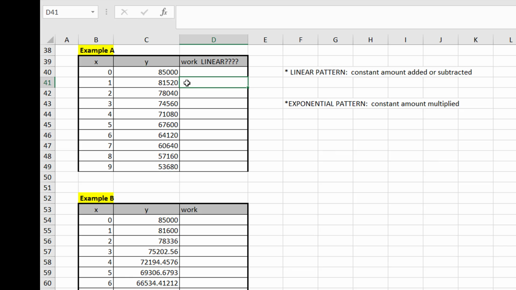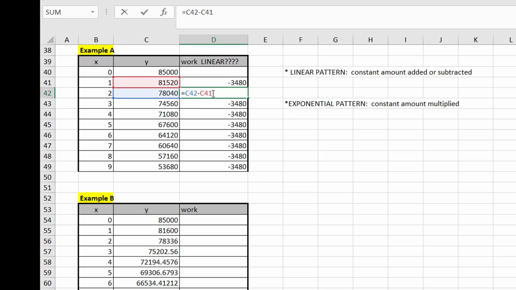To figure it out, I'm going to write a formula here in column D. I'm going to skip over the first cell, D40, and go right down to the second cell. My formula is going to equal this second y value minus the first y value, because that's going to tell me how much was subtracted. What is the difference between the y values? The difference, the subtracted amount. So I subtract the two. Press enter. I'm going to drag the formula down.